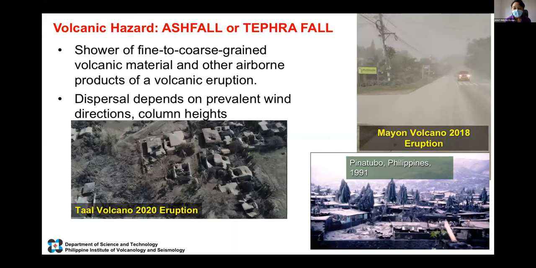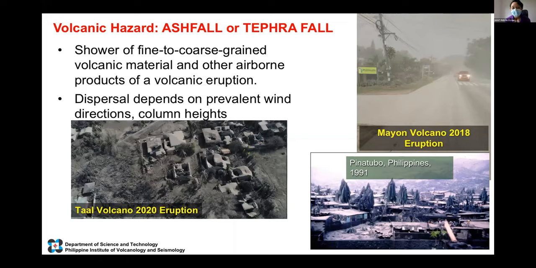Next naman po ay ang mga ashfalls. It is a shower of very fine to coarse grain. Ito yung mga pino kung parang buhangin or ashes na nakikita or natatapon during volcanic eruptions. And this could be dispersed or maaari po itong tamaan ng mga communities na nakadepende naman po kasi ito sa prevailing wind and column height.